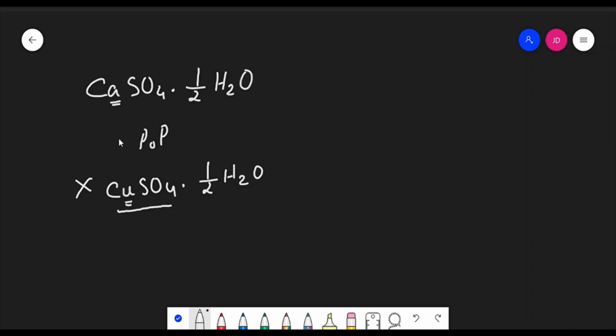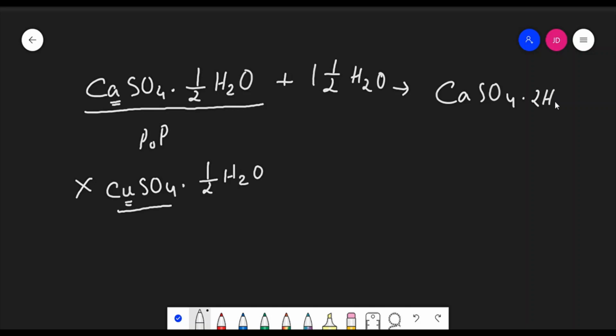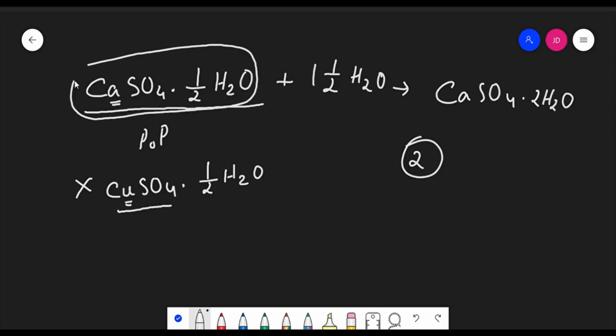CuSO4 is copper sulfate. This is calcium sulfate, and calcium sulfate is the one which we call plaster of Paris, and its reaction with water, plus 1 and a half H2O, giving us CaSO4 dot 2H2O. 2 marks. They'll give you a question, write the formula for plaster of Paris. This is the formula, and for 1 mark they will ask you to write its reaction with water. You will write the formula plaster of Paris is CaSO4 dot half H2O, and you will write the next statement, that reaction is CaSO4 dot half H2O plus 1 and a half H2O, giving us CaSO4 dot 2H2O. 2 marks. Got it? So very easy.